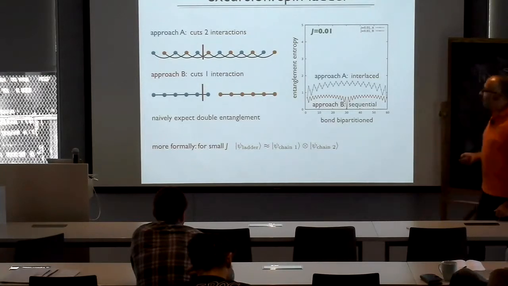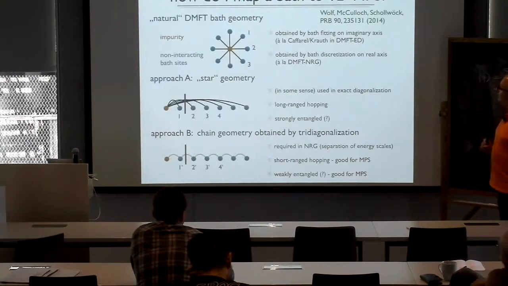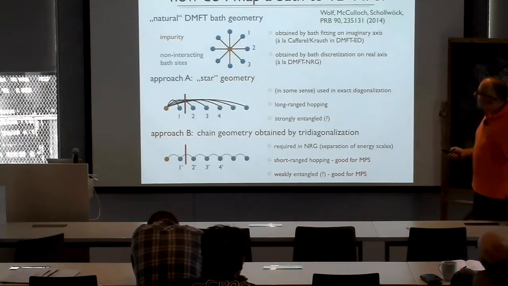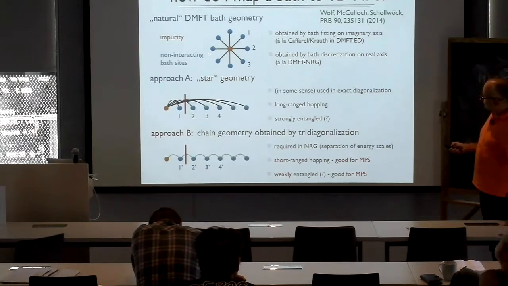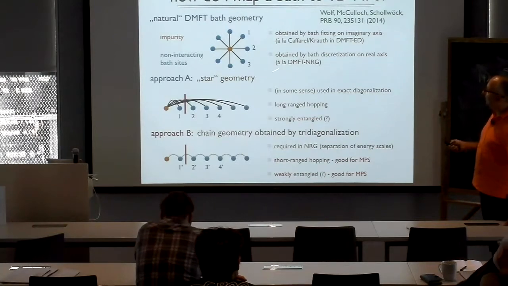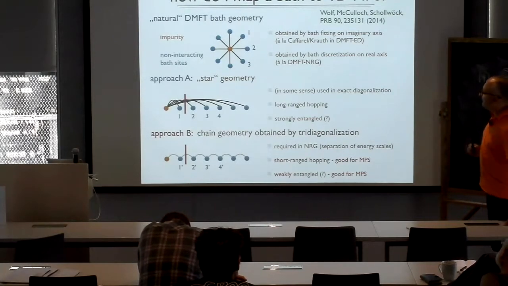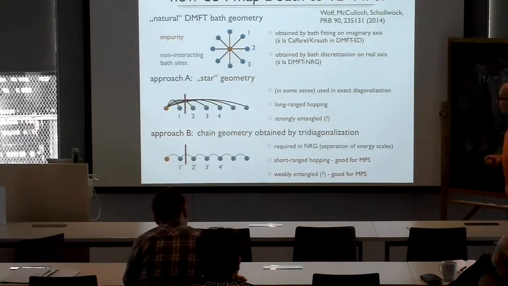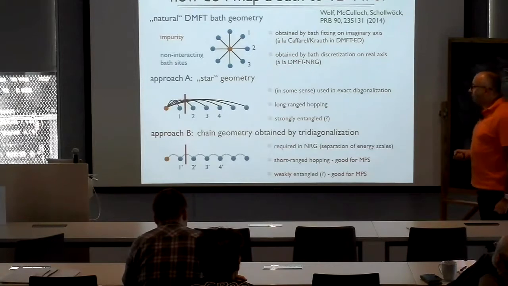So let's apply this knowledge to the bath of a DMFT. As you all know, that's the natural setup you would expect. The impurity, and then you have the non-interacting bath sites around it. You get this both in ED when you do a bath fitting a la Caffarel-Krauth, or if you do the bath discretization on the real axis, like NRG does it, or our DMFT DMRG approach did it.